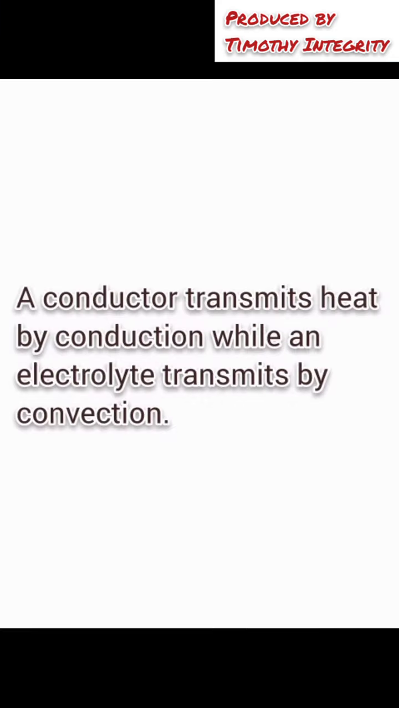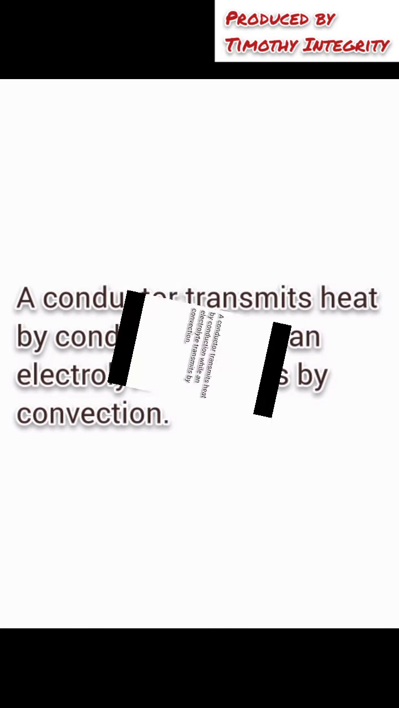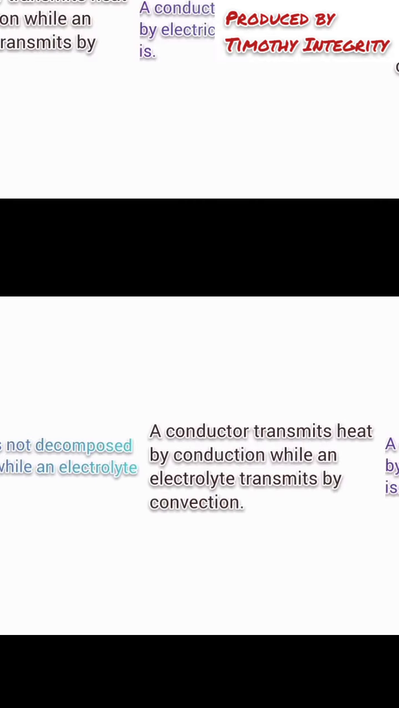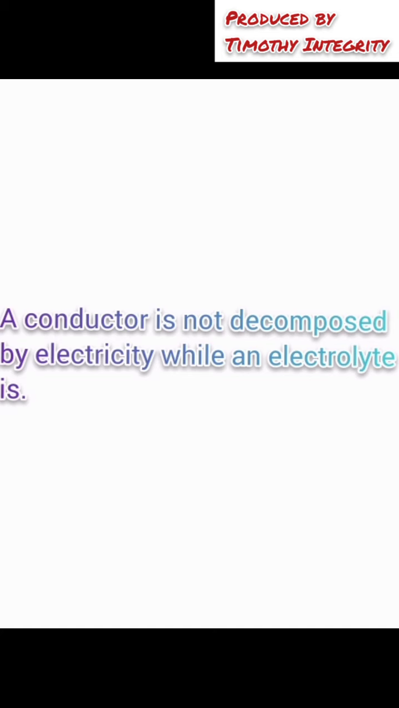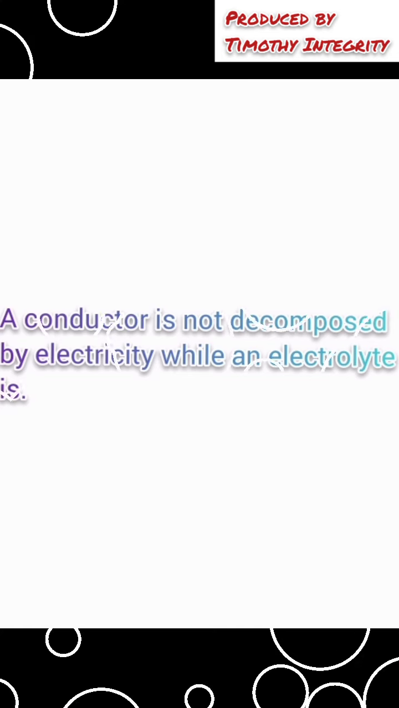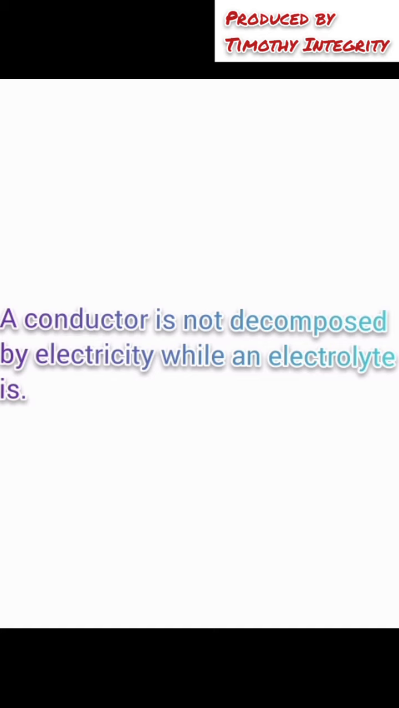The next one is that a conductor transmits heat by conduction, whereas an electrolyte transmits heat by convection. And the last one here is that a conductor does not get decomposed by electricity during the process of conducting electricity. But the reverse is the case with electrolytes. They get decomposed during the process.